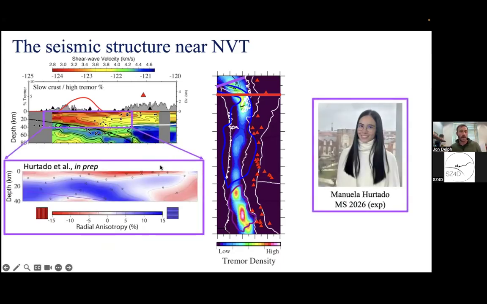It's currently in prep. This is radial anisotropy. We won't talk about how we get this, but the important thing to note is if you're blue, you're dominated by horizontal fabrics. If you're red, you're dominated by vertical fabrics. We see, corresponding with our low velocities, that we have very high anisotropy, telling us that there's horizontal fabrics here.